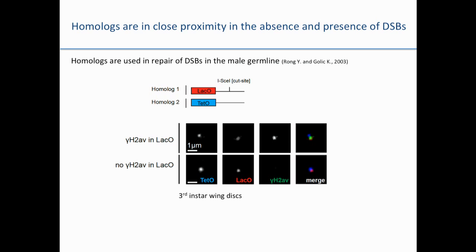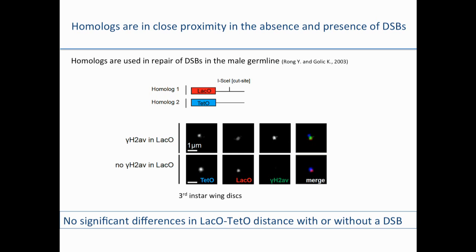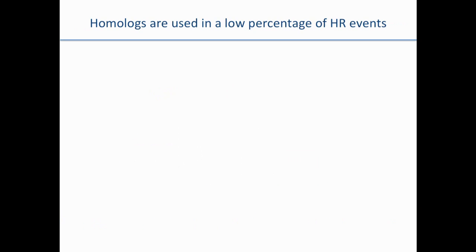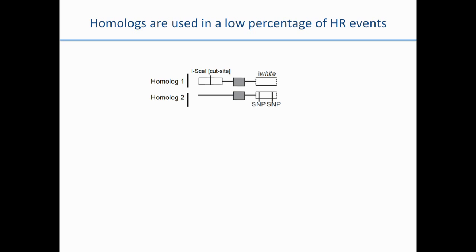And then if we do induce a break, they're still very close together. So we did not see any significant differences in the lac-O, tet-O distance with or without a double-strand break in either euchromatin or in heterochromatin, indeed indicating that the homolog is present and could be used in euchromatin and in heterochromatin. So for that, we introduced the last system that I'm going to talk about today.